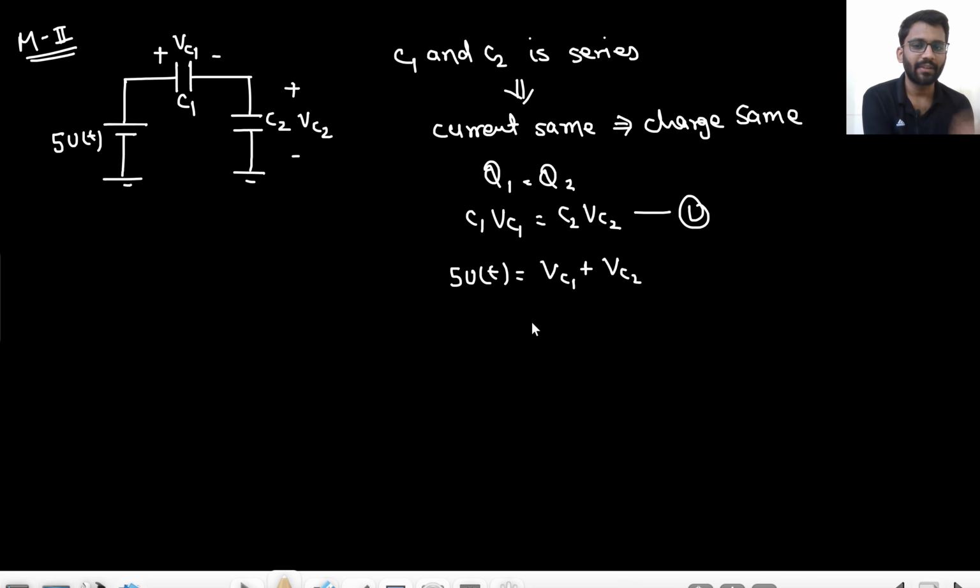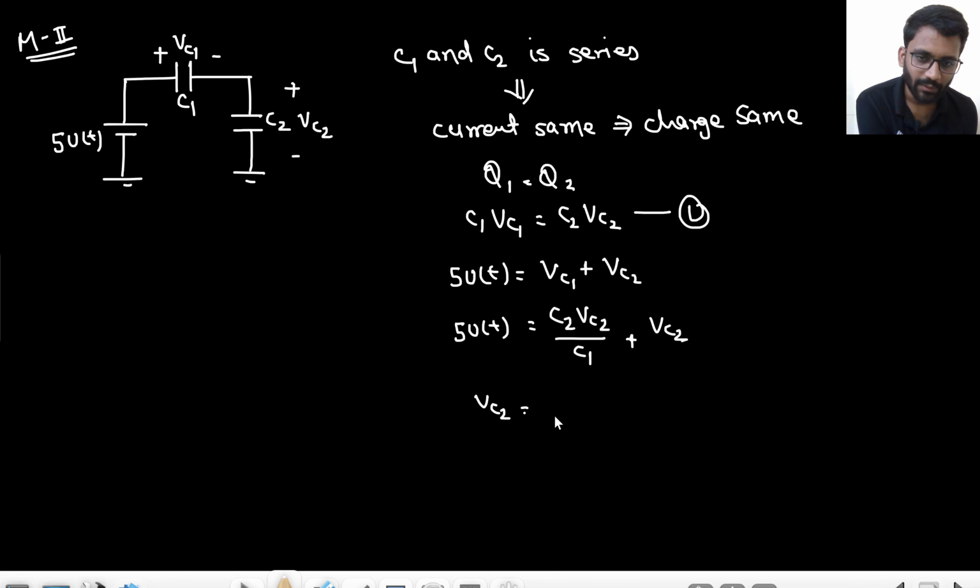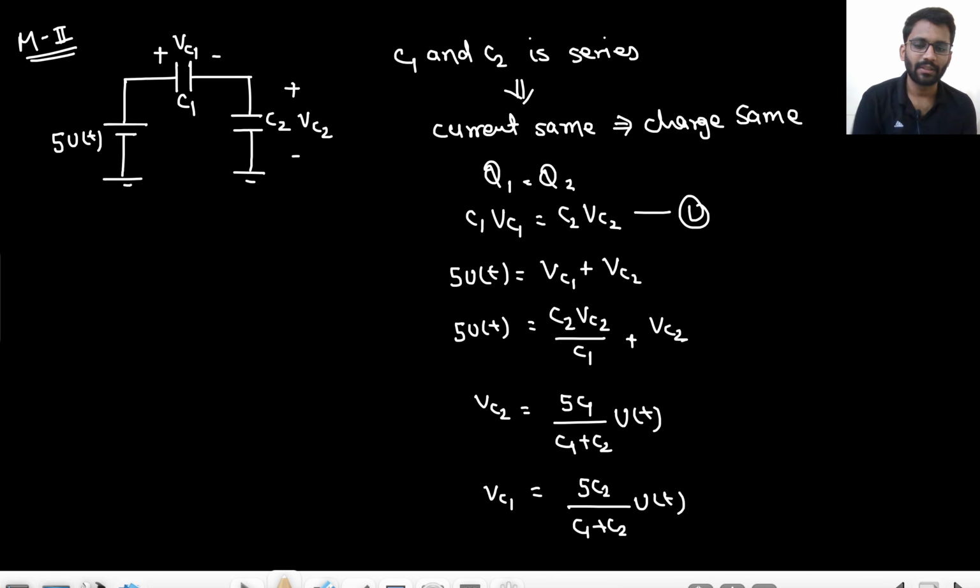So from here you can get the value of VC1, which would be C2 VC2 by C1 plus C2. So what will be the value of VC2? Value of VC2 would be 5 into C1 upon C1 plus C2 into ut, right? And what will be the value of VC1? That would be 5 C2 upon C1 plus C2 into ut. So by this method also you can solve, right?